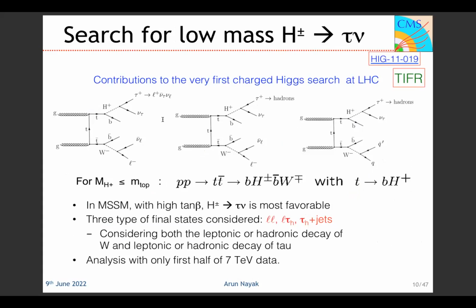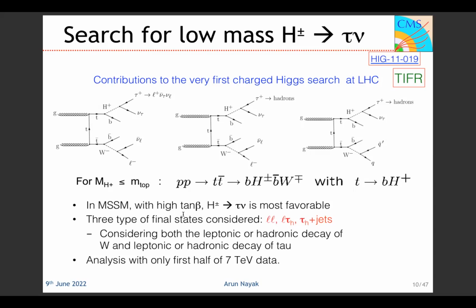So then the next one is a search for low mass charged Higgs to tau nu analysis. This is actually the very first charged Higgs analysis at CMS. There was also some contribution from here. The search is based on the fact that if the charged Higgs is lighter than the mass of the top, then it will be produced in the top decay. So this is what you have exploited here. You have t t-bar events, and one of the tops can decay to a charged Higgs. And depending on whether the tau decays hadronically or leptonically, you can have different final states. So we consider e mu, e tau, mu tau, and tau plus jets kind of final states.